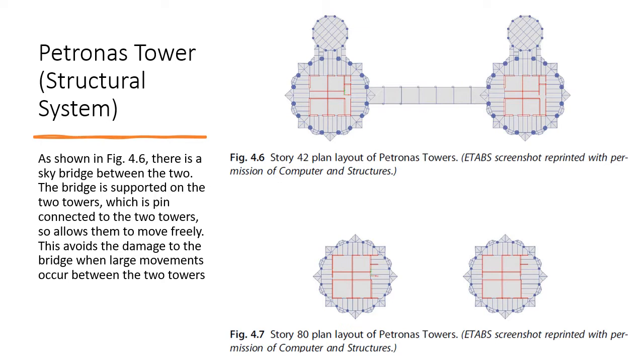So figure 4.6 shows the plan layout, and figure 4.7 also shows the layout in story 80. So the core is still consistent from ground up to the very height of the building.